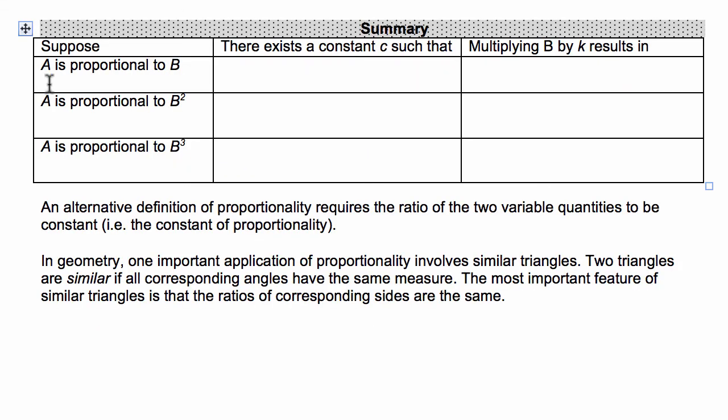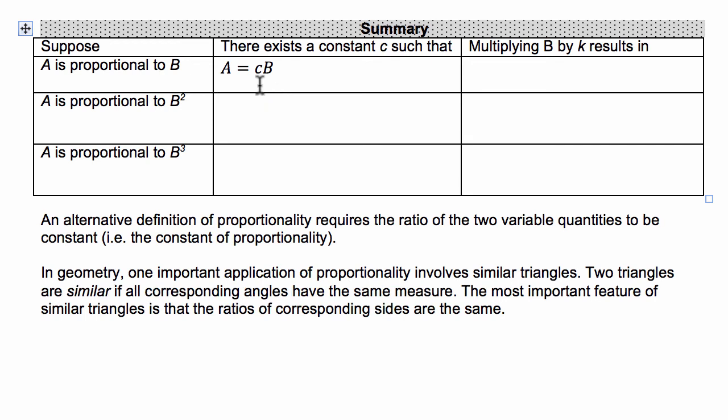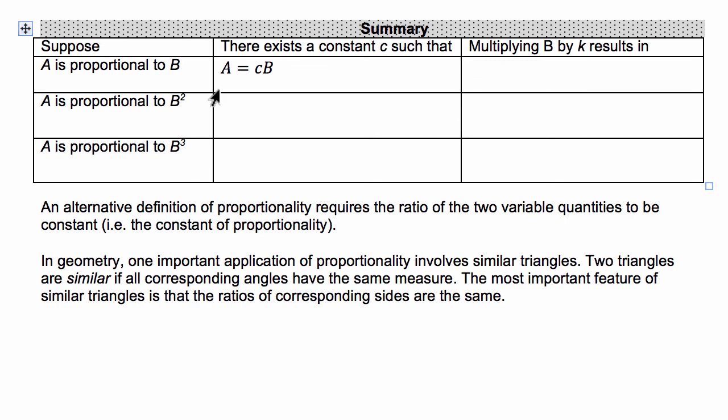In summary, variable quantity A is proportional to variable quantity B if there exists a constant C such that A equals C times B. We call C the constant of proportionality. If A is proportional to B, multiplying B by K results in multiplying A by K. In particular, if B doubles, A must double as well.